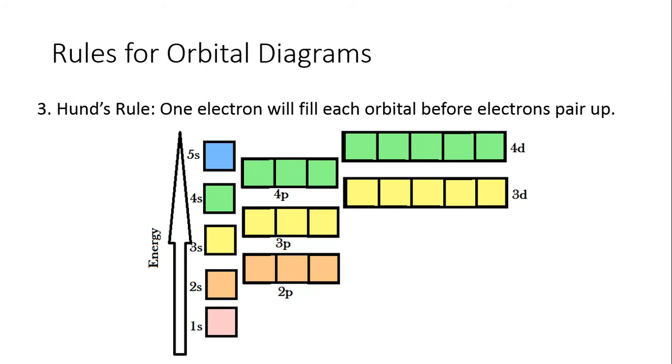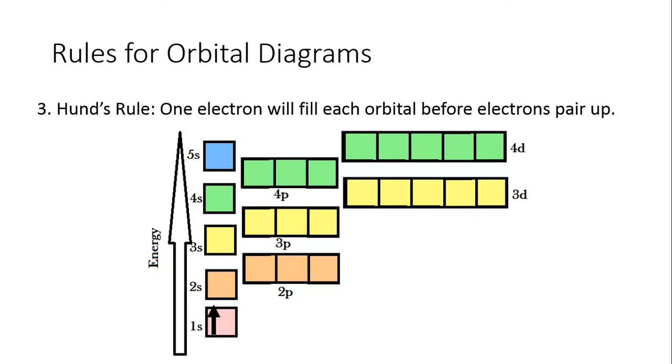The third rule is called Hund's rule. 1 electron will fill each orbital before electrons pair up. You can think about this as a public bus rule. If you are on a public bus or the metro, you're not going to sit next to a stranger if there are empty seats around. You're going to wait until the last seat available, until you have to sit next to somebody in order to sit down.